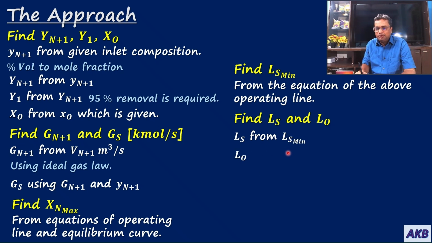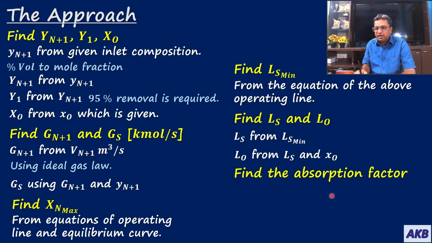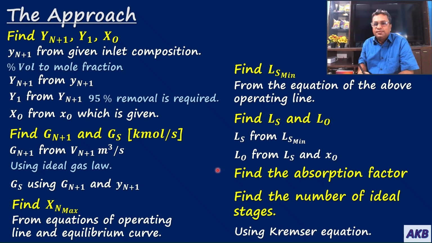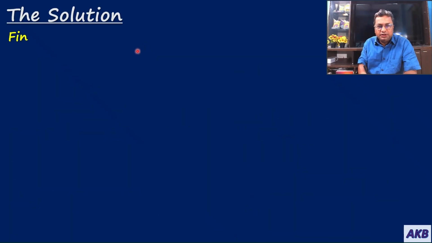LS we will get from LS minimum, because LS is 1.5 times of LS minimum, so that will give us LS. And once LS is known to us, LS and X0 they can be used to find out L0. Then we have to find out absorption factor, because we need it in the Kremser equation. Absorption factor, it is the ratio of slope of the operating line to the equilibrium curve. And then finally we will find the number of ideal stages by using the Kremser equation. So this is the approach that we will be using for solving this numerical example. Let us move ahead. Okay, now let us solve the numerical.